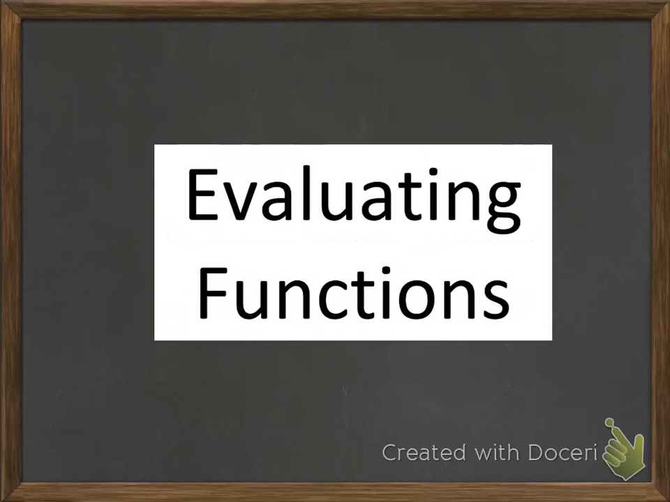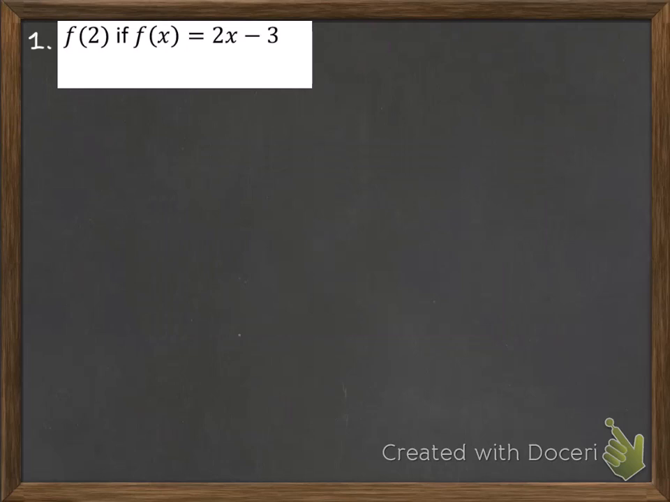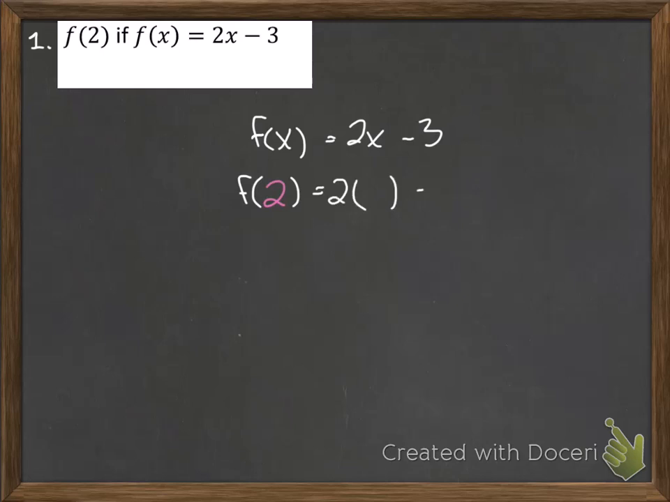So the last part of this video is that we need to learn how to evaluate functions. Let's begin. f of 2 if f of x equals 2x minus 3. So f of x equals 2x minus 3. So if I want to find f of 2, then what I'm going to do is build a little nest everywhere I see an x. I'm going to put parentheses to open up a spot for that 2. Again, wherever I see the x, in place of x, I'm going to write a 2.